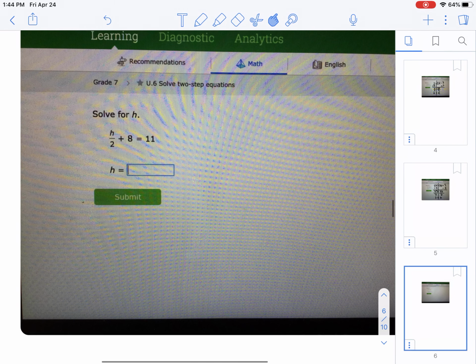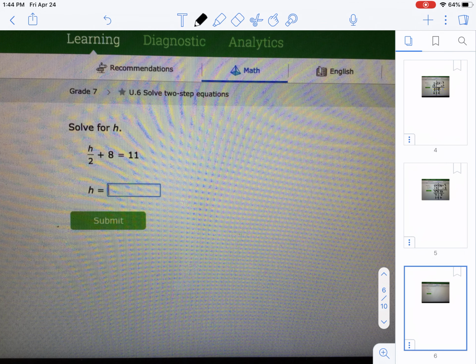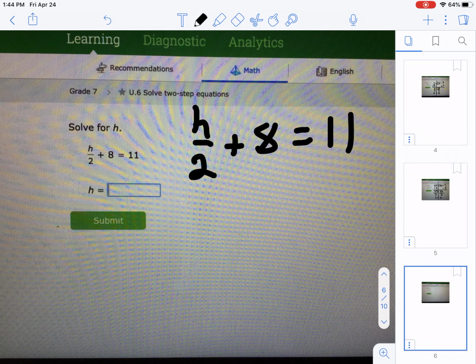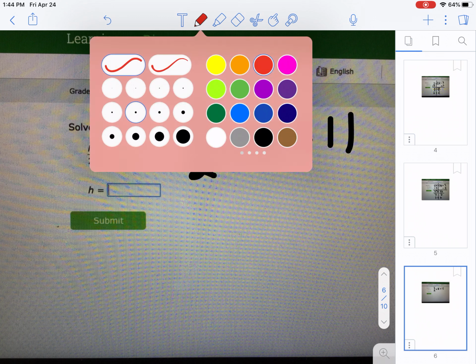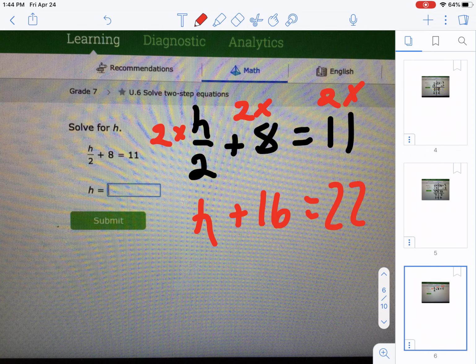Okay, in this case, only one of the variables is divided by 2. Just the h is divided by 2. And that's going to be hard to work with. So what we have to do is multiply every variable by 2, all of them. So we're going to multiply by 2. We're going to multiply the 8 by 2. And we're going to multiply the 11 by 2. So what that gives us is h plus 16 equals 22.